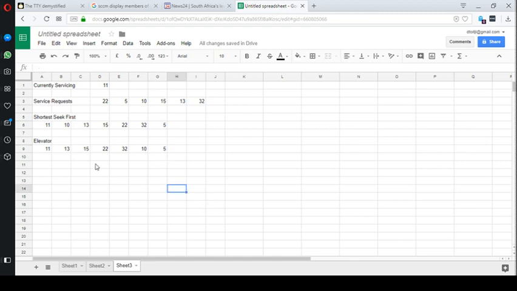All right, ladies and gentlemen, that is what I expect from an exam or a semester test question as well. We just need the order in which the cylinders will be serviced.